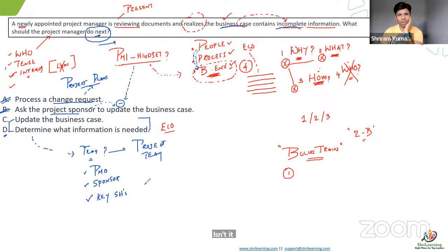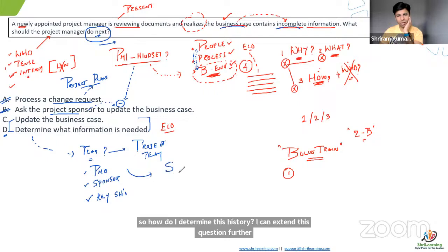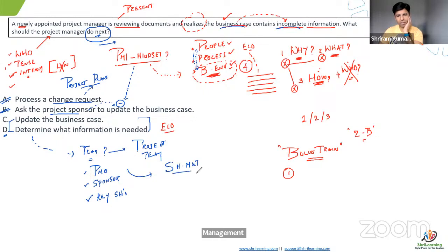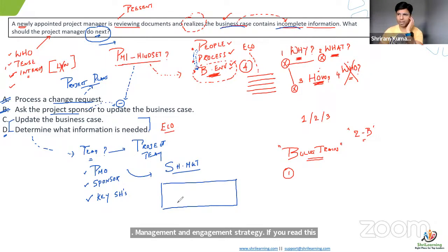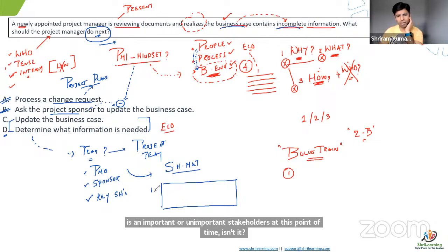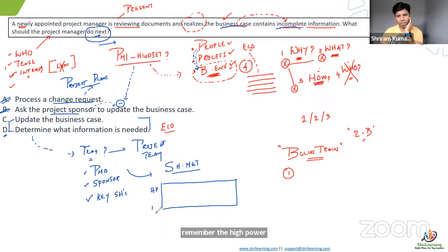So how do I determine this? I can extend this question further. There is something called stakeholder management, and engagement strategy. If you read this chapter, you already know who the important or unimportant stakeholders are at this point of time, isn't it? There are stakeholders with high power. You remember high power, low power, high interest, low interest. Now, if I know these people and their involvement, I know who is involved and uninvolved, all these parameters.